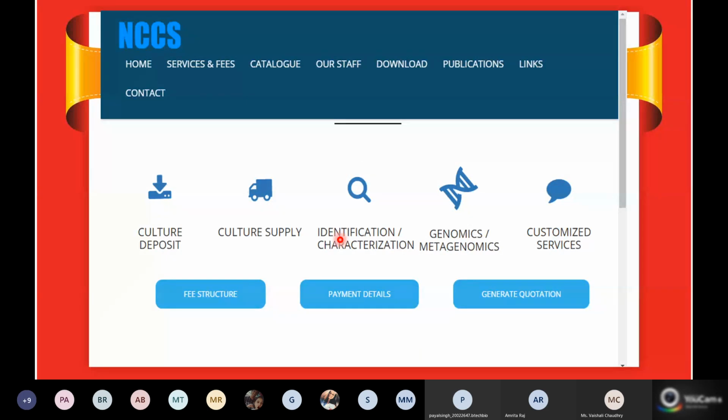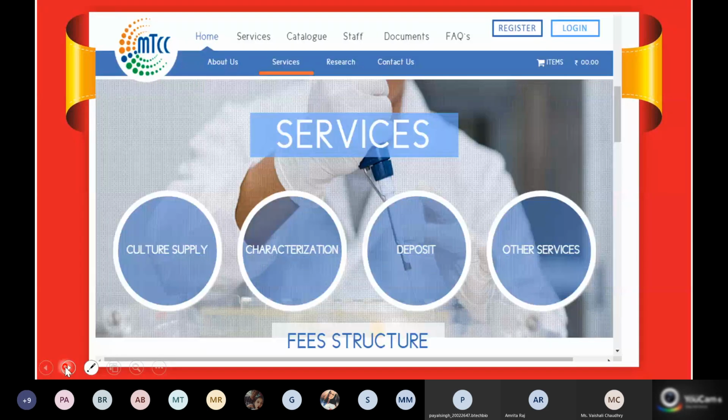Okay, so moving ahead very quickly. This is the MTCC, Microbial Type Culture Collection. You can have such kind of services where you can apply for the culture. You can even categorize your cultures, meaning you have isolated a bacteria or a fungus or any microorganism from any source, and you can categorize it here. So this will be helpful for you.